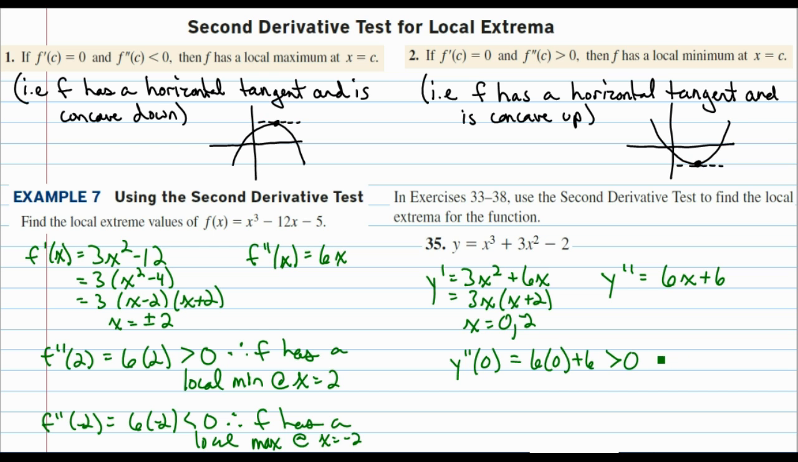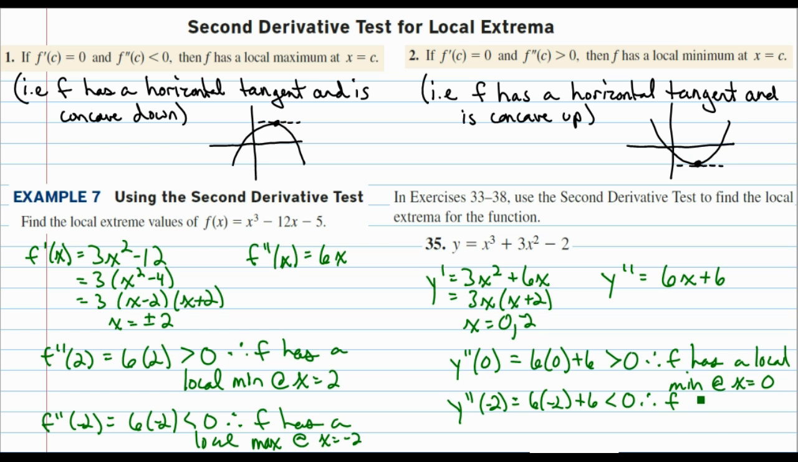The second derivative at 0 is going to be greater than 0, so therefore f will be concave up, and therefore at that horizontal tangent f will have a local min at x equals 0. And now I'll plug in negative 2 to the second derivative, and I get that the second derivative would be negative, so the original graph would be concave down at that horizontal tangent, creating a maximum at x equals negative 2.